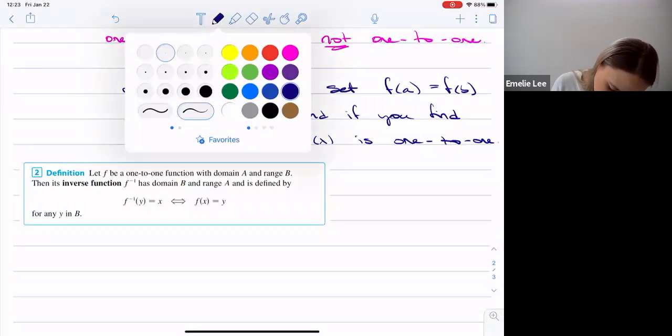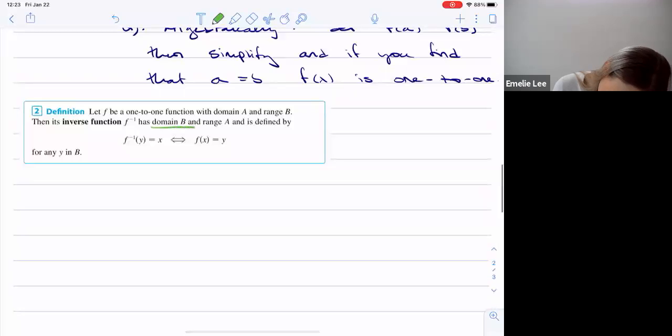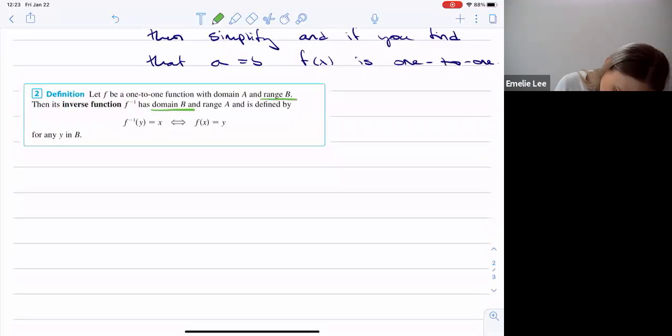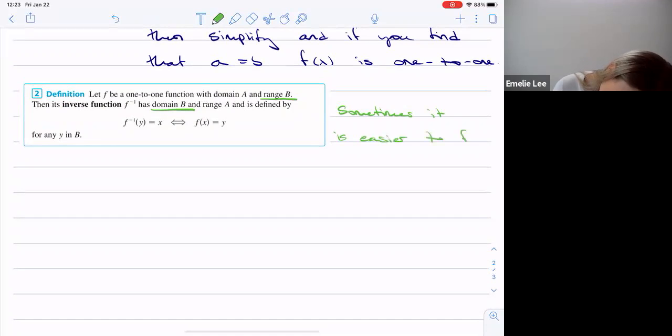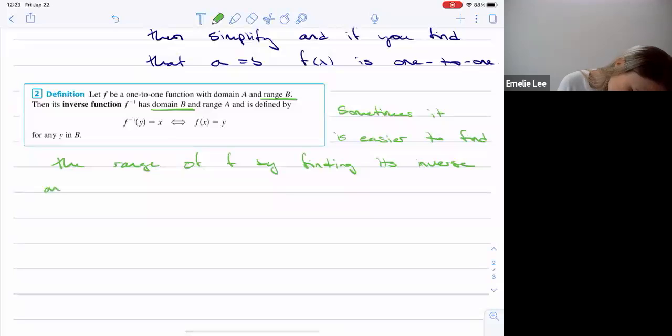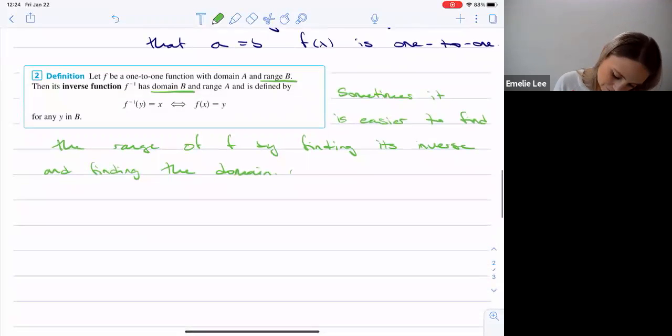And so here, what I want to highlight is that sometimes it is easier to find the range of f by finding its inverse, assuming it's 1-to-1, and finding the domain of the inverse, I should say.